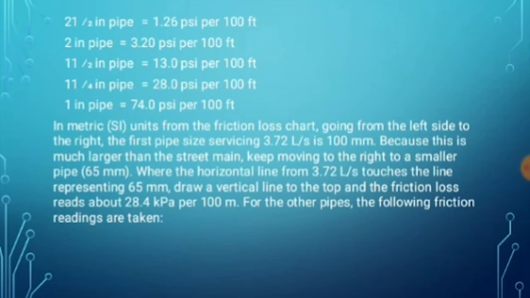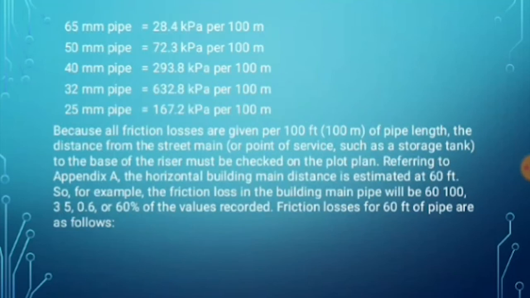This is the result. In metric units, from the friction loss chart, going from the left side to the right, the first pipe size servicing 3.72 liters per second is 100 millimeters. Because this is much larger than the street main, keep moving to the right to a smaller pipe, 65 mm, where the horizontal line from 3.72 liters per second touches the line representing 65 mm. Draw a vertical line on top. The friction loss reads about 28.4 kilopascals per 100 meters. For the other pipes, the following friction readings are taken. This is the reading.